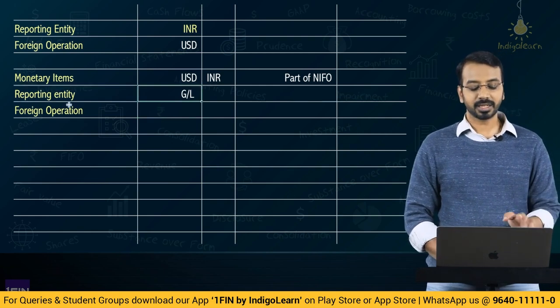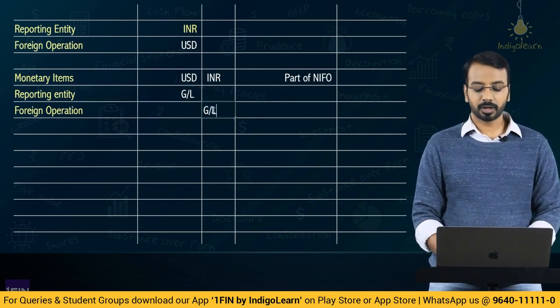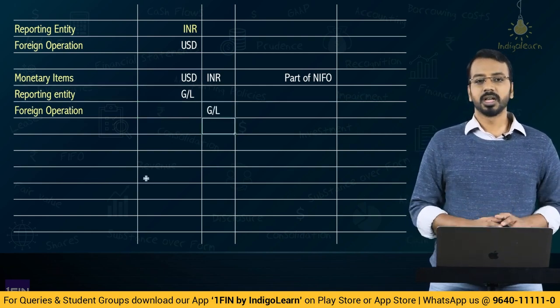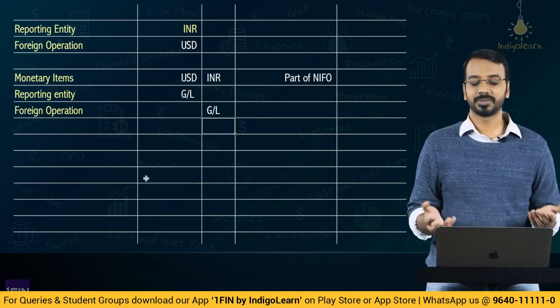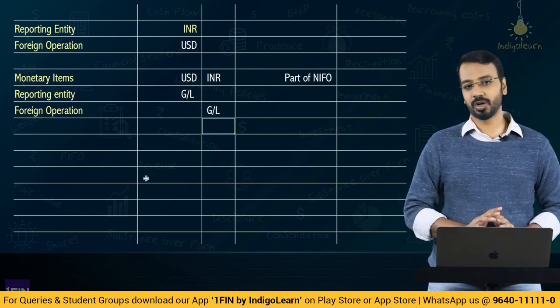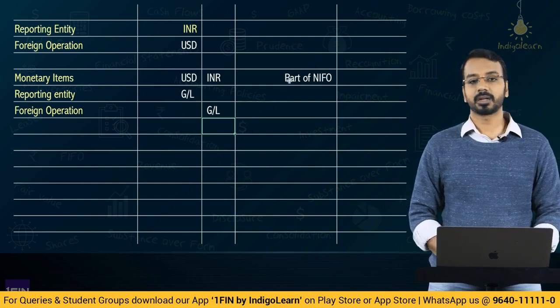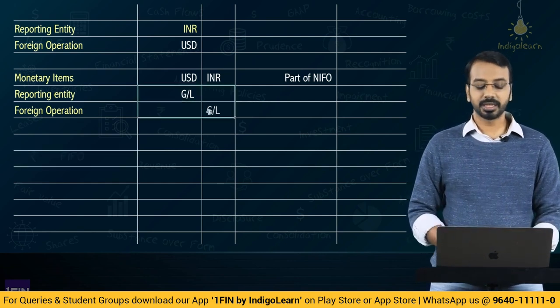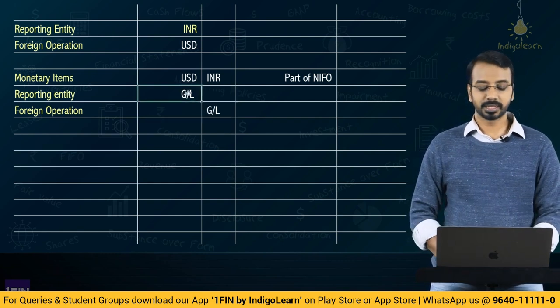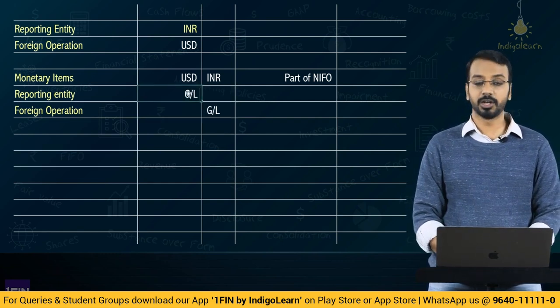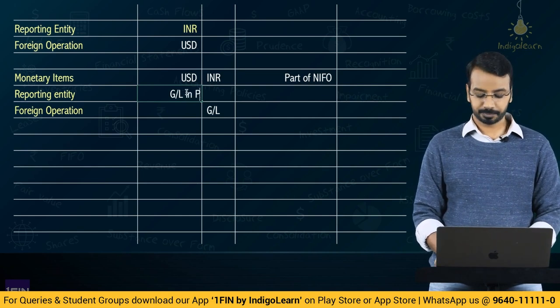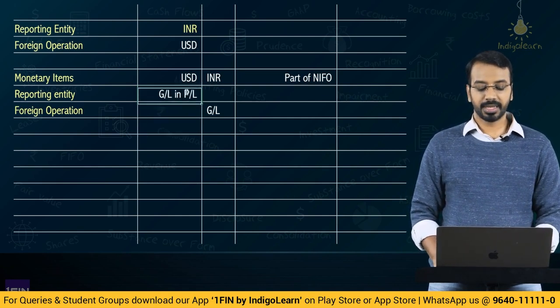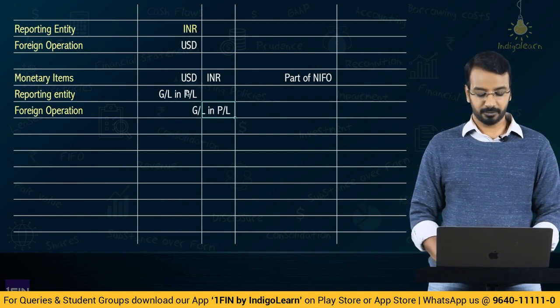If it is a transaction in USD, the reporting entity will book gain or loss. If there is a transaction in INR, then the foreign operation will book gain or loss. Sir, what if the transaction is in GBP? Then both the entities will book the gain or loss. Now, that is when it is not a part of NIFO. This gain or loss which is booked is in the standalone P&L. So, I will just say gain or loss in P&L, and here also it is gain or loss in P&L.